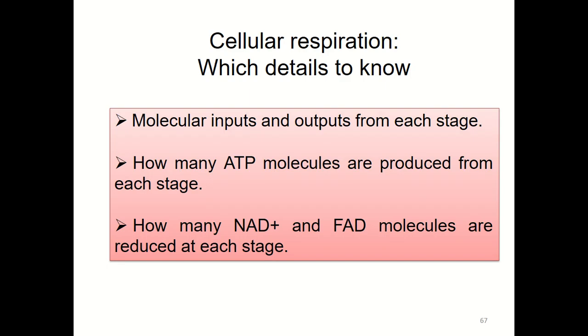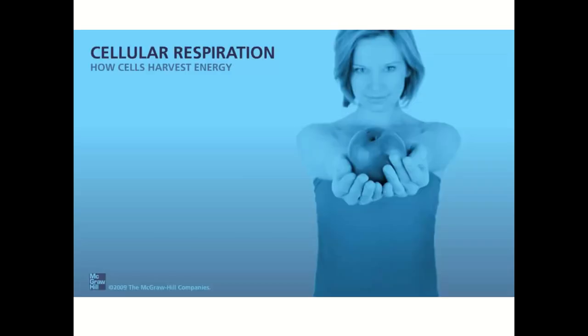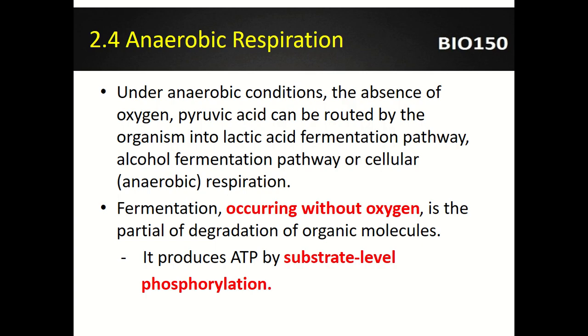So in cellular respiration, there are 3 most important details that you need to know. First, you have to know the molecular inputs and the molecular outputs from each stage. Second, how many ATP molecules are produced from each stage, and how many NAD+ and FAD molecules are reduced at each stage. So this is the video of cellular respiration. I will send you the link later.